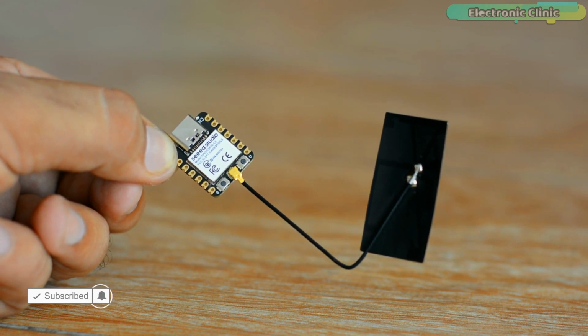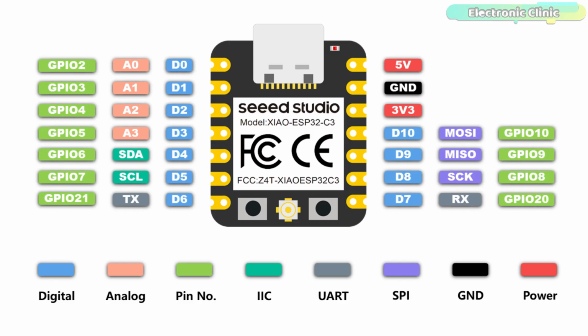Now let's take a look at the pinout diagram. Apart from the 5-volt, ground and 3.3-volt pins, it has got a total of 11 GPIO pins. These are multi-purpose pins. All these 11 GPIO pins can be used as digital pins. GPIOs 2, 3, 4, and 5 can also be used as analog pins for interfacing analog sensors.